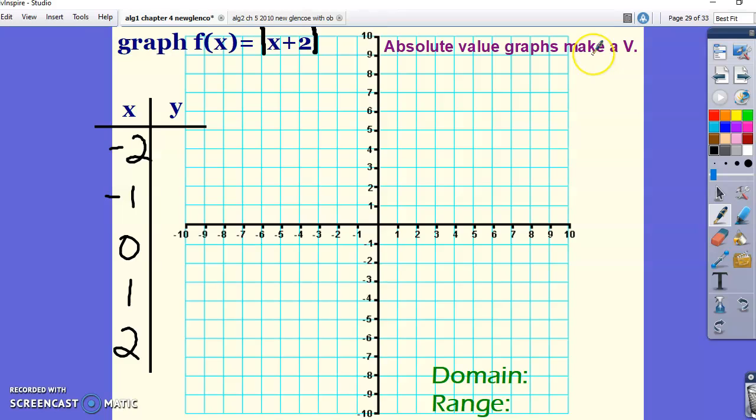But absolute value graphs are very different. They're not going to be straight lines. They're going to make a V. And the V is because of the absolute value. And be careful with your math. Show your work on these.